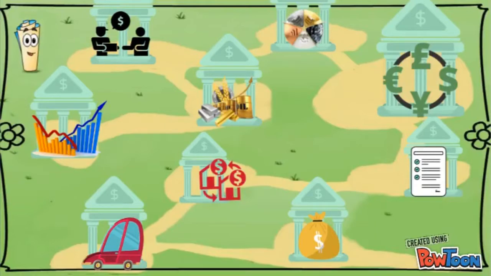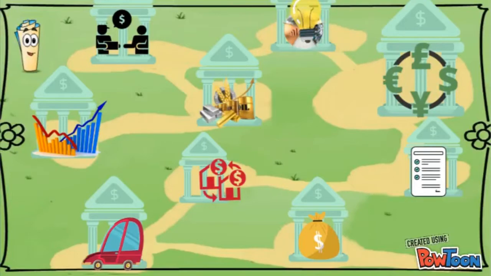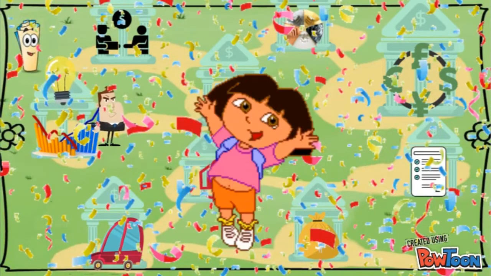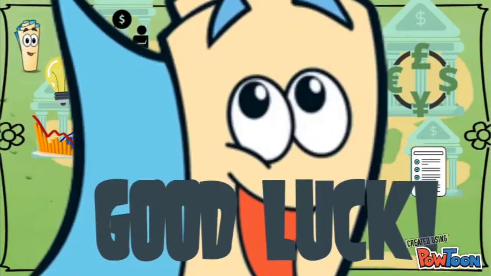This is the map of the financial markets. First, you'll go to the money market, then to the insurance market, then to the interbank market, to the derivatives market, and to the largest forex market, to the commodity market, and to the spot market, straight to the futures market, and finally, the capital market where you can find Dora. Good luck on your adventure!